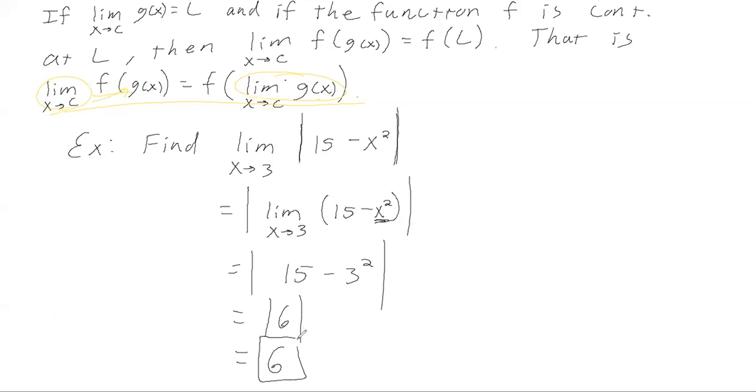6. Notice I could do that because this limit did exist here, and my absolute value function, my outside function, was continuous at that 6, because the absolute value function is continuous on all real numbers.